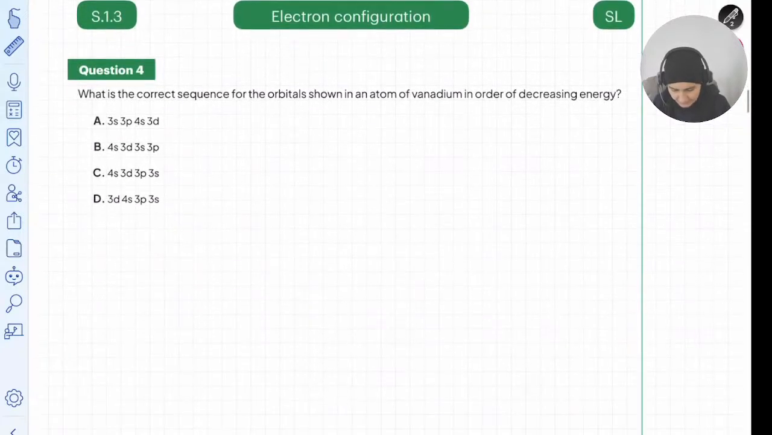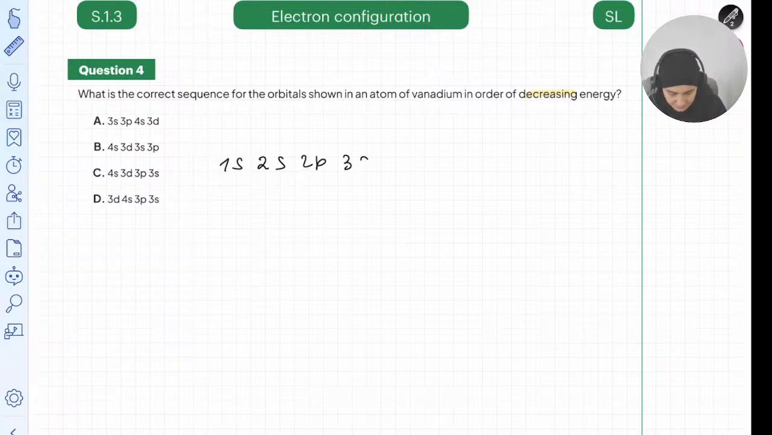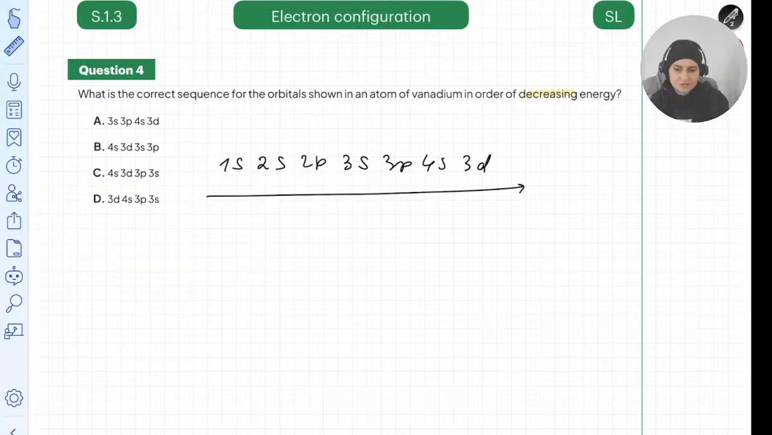Next. What is the correct sequence for the orbitals shown in an atom of vanadium in order of decreasing energy? Decreasing energy. So when we're filling the electrons in, we're filling them in order from lower energy to higher energy. So in vanadium, well, in any element, it doesn't matter whether it's vanadium or not, it would be 1s, 2s, 2p, 3s, 3p, 4s, 3d, right? So that's the order the energy increases.